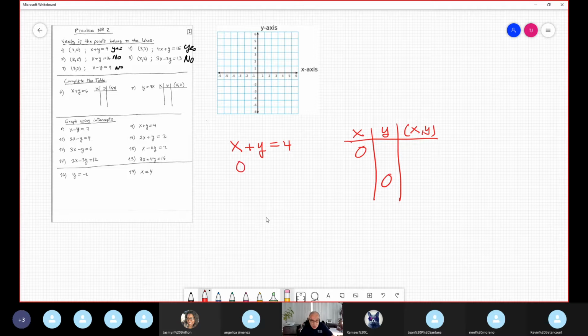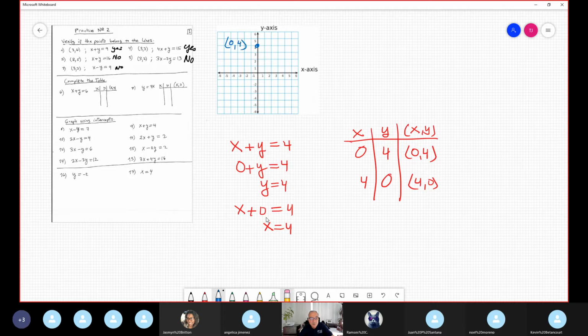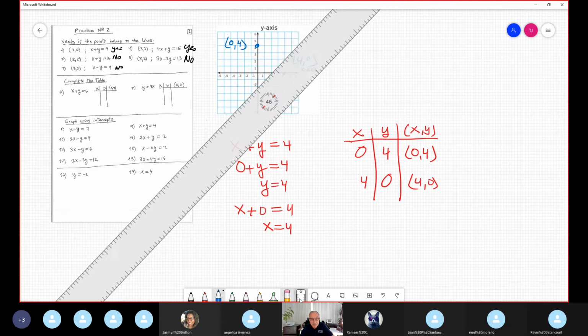0 in x is 0 plus y equals 4. Therefore, y is equal to 4. The point is (0, 4). And 0 in y is x plus 0 equals 4. x equals 4. Wow, 4, 4. The point is (4, 0), sorry. Okay, I plot that. (0, 4) is here. 1, 2, 3, 4, here. This point is the point (0, 4). And (4, 0) here. And we connect the points again by the line.